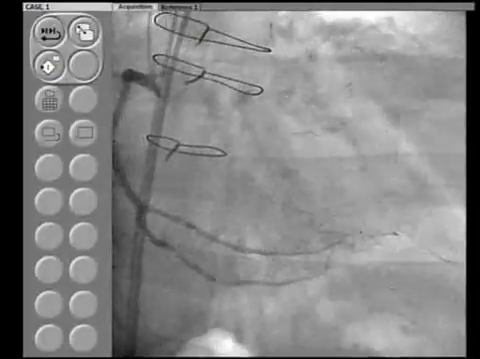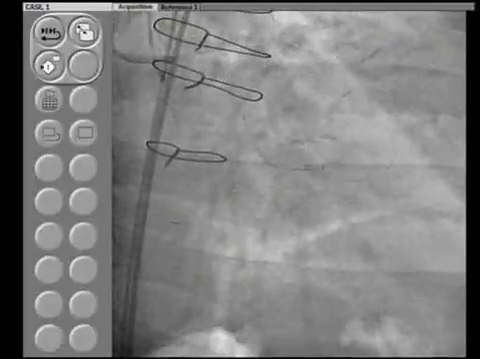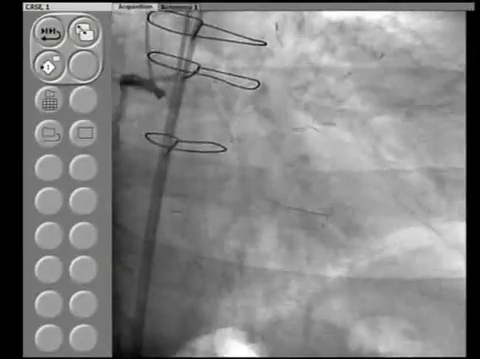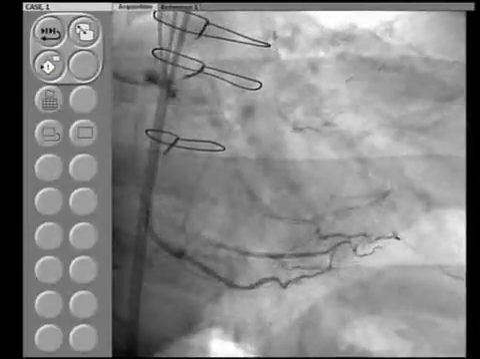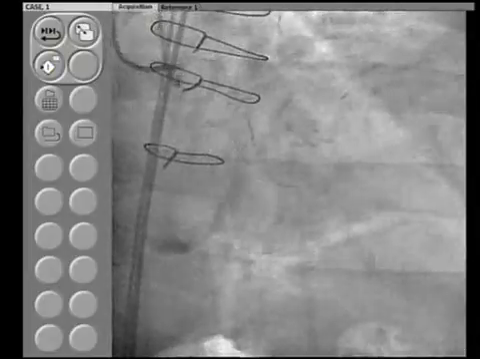Okay, give the side injection now. There it looks a little more promising. Very hard to know. Very hard to know. Okay. Let me take it out and let's see if we can get through with this wire.